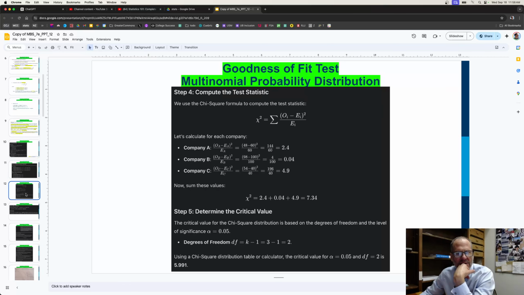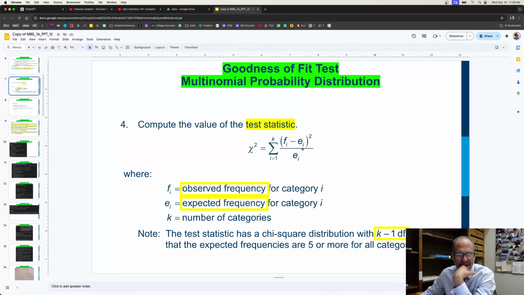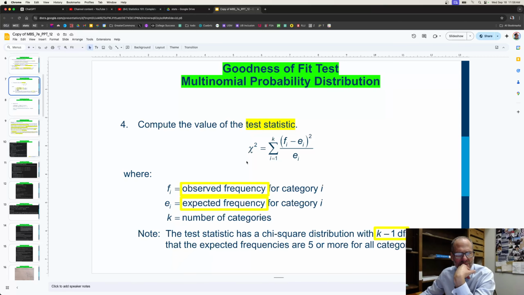And then we have here, use the chi-square formula to compute the test statistic. I'm wondering if they gave us the test statistic formula. I think they did, right? We have F minus E all over E, squaring the F minus E. So it's observed minus expected, square it, divide by expected, and add all those up. Just notice the difference in notation.